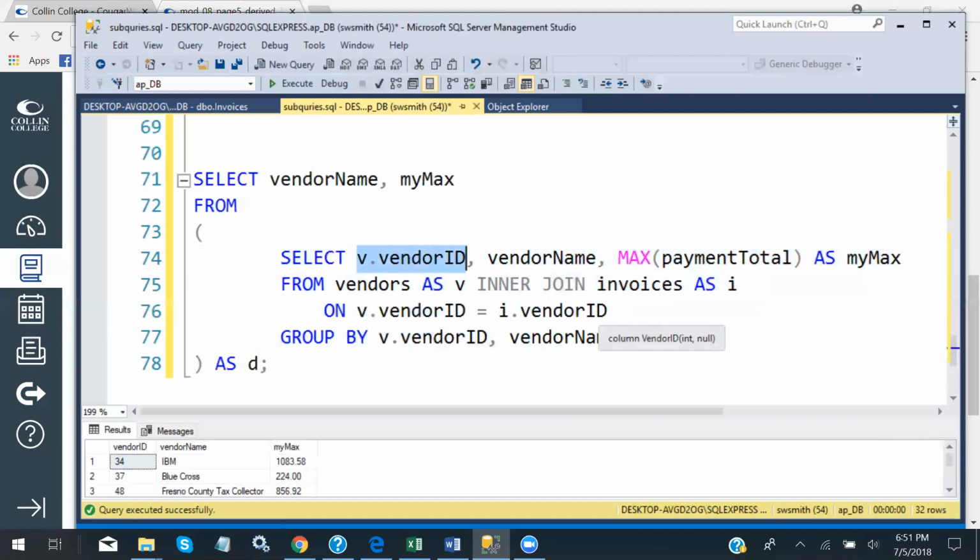If you did, then there would be no reason to have a subselect. So if you dropped it from here, and then of course dropped it from the group by, there would be no reason to have this outer select, because everything you're selecting here, vendor name, my max, is going to the outer query. So there's no particular reason to have a subquery. I'm pretending that this is confidential information.